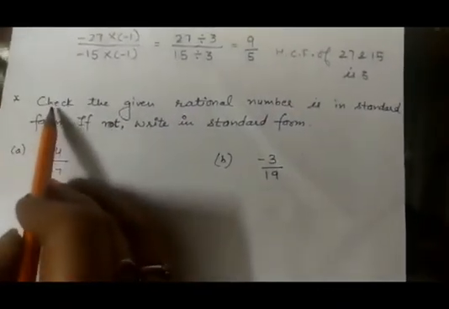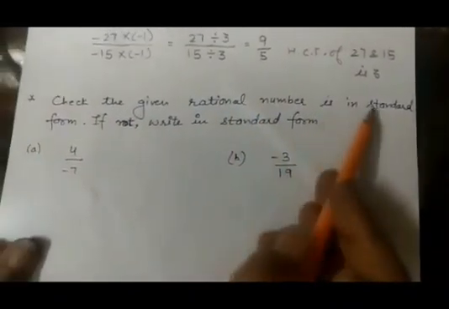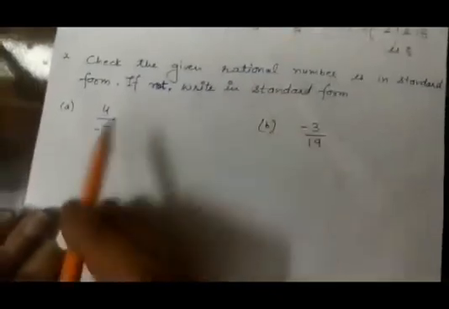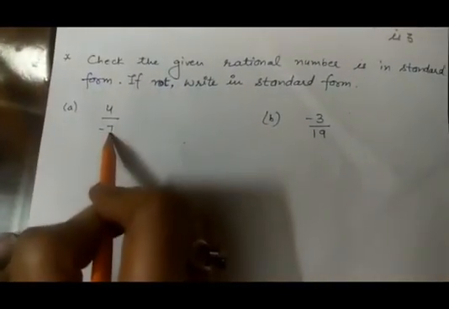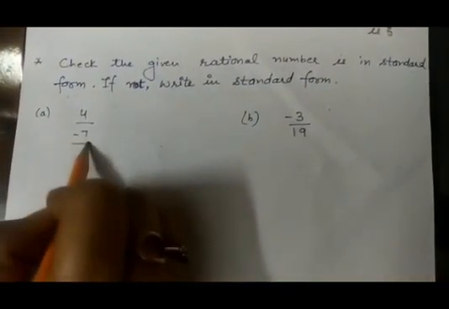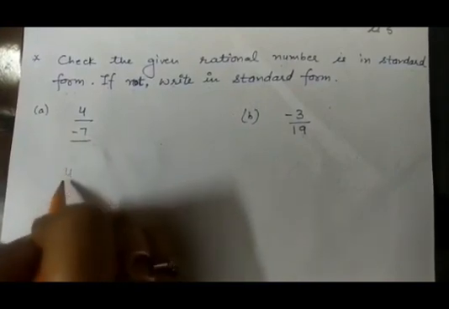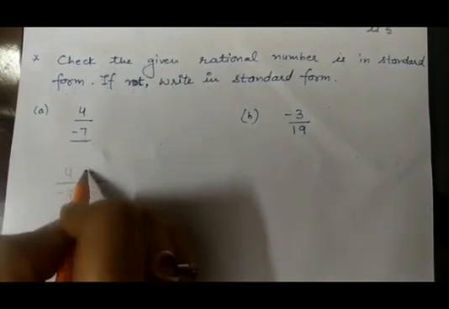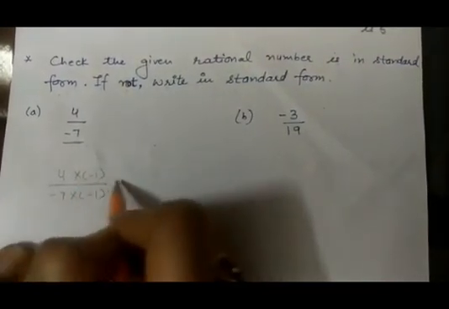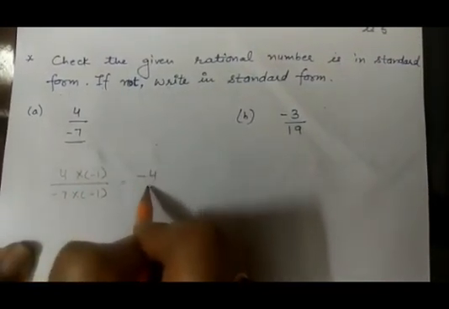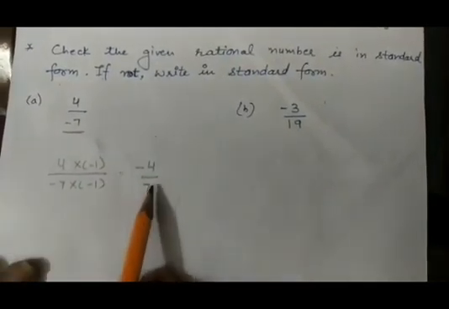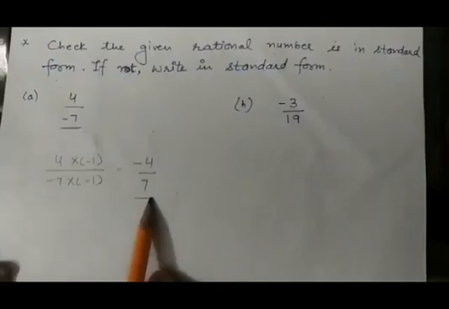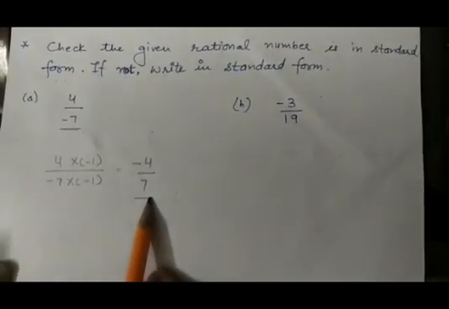Moving to the next question, check whether the given rational number is in the standard form. If not, write it in standard form. Look at the first example, 4 by minus 7. The denominator is a negative number and we have to make it positive. Again we are going to multiply both the numbers by minus 1. Minus 4 by 7. Now the HCF of 4 and 7 is 1. So now this rational number is in the standard form.